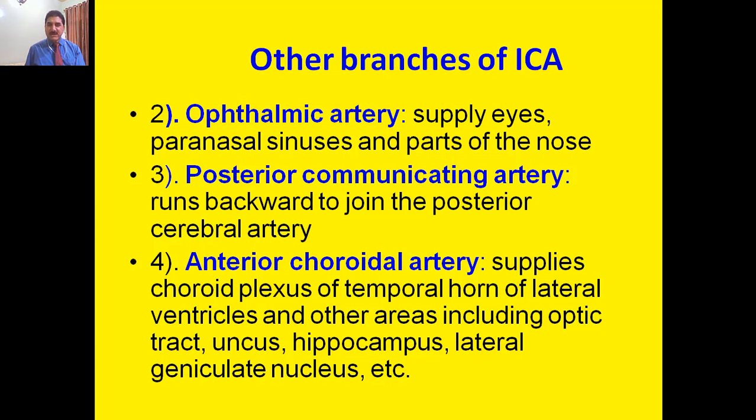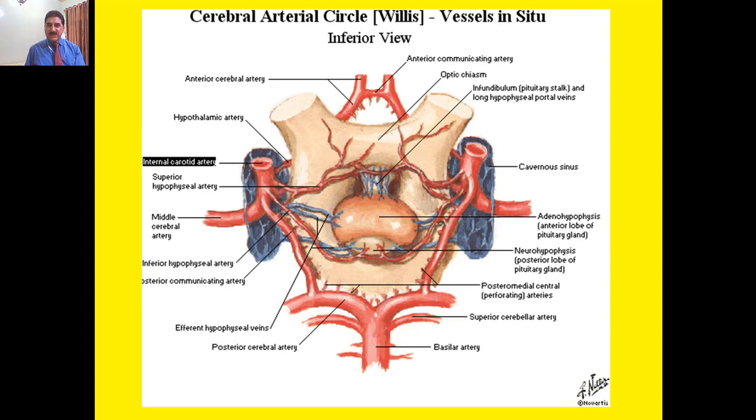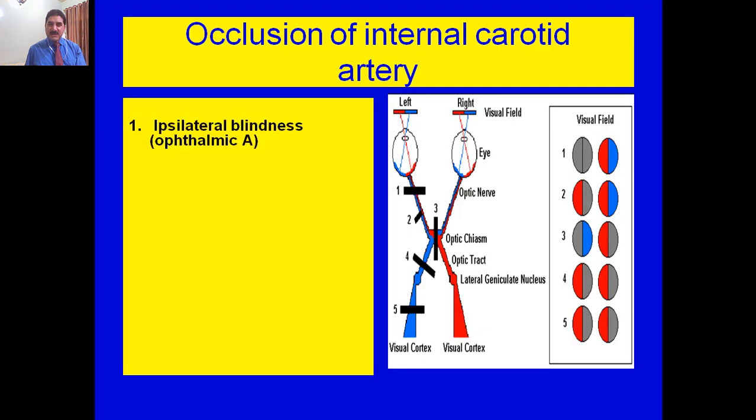Anterior choroidal artery supplies the choroid plexus of the temporal horn of the lateral ventricle and other areas including the optic tract, uncus, hippocampus, lateral geniculate nucleus, etc. In this diagram, we can recap the branches of the internal carotid artery. So, from the internal carotid artery, we have the superior hypophyseal artery, inferior hypophyseal artery, posterior communicating artery, anterior cerebral artery, and middle cerebral artery as a terminal branch of the internal carotid arteries.